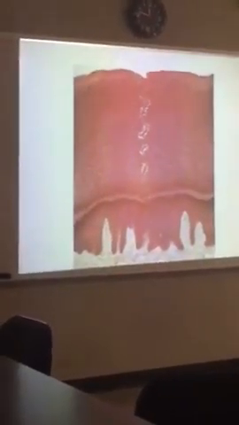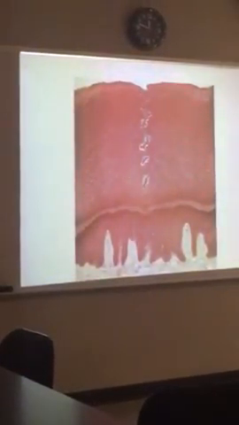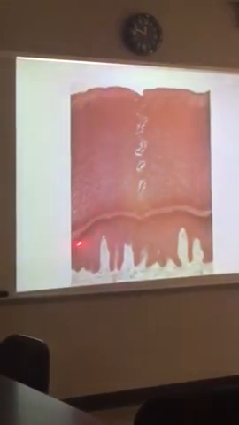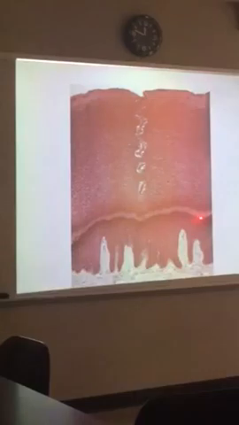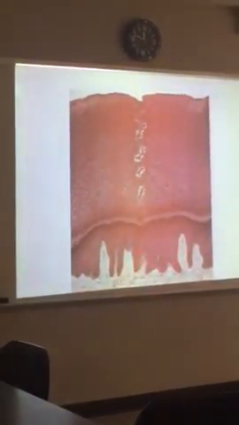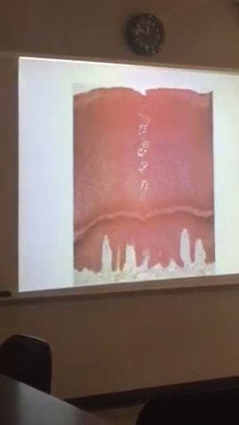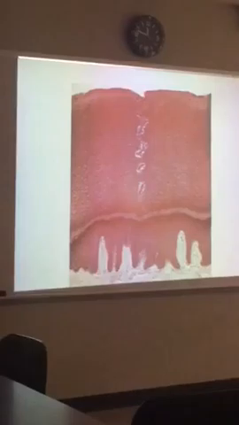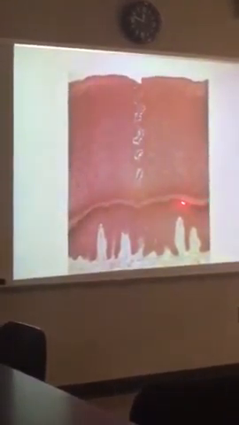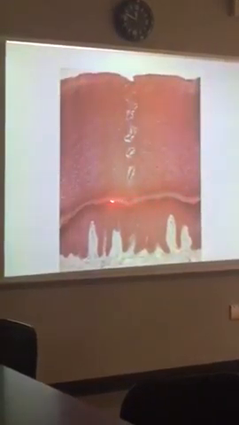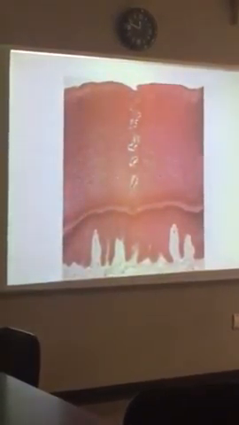Now, let's go through the layers. Cornified, clear, grainy, spiny, and basal. Just remember, some people insist on Latin. Cornified and corneum, real easy. Grainy and granulosum, real easy. It's just this one's the tricky one, that's lucidum.